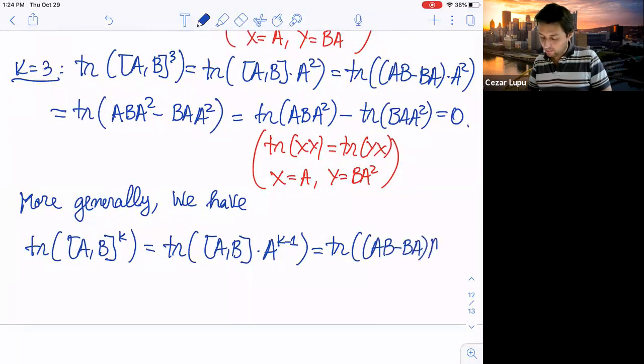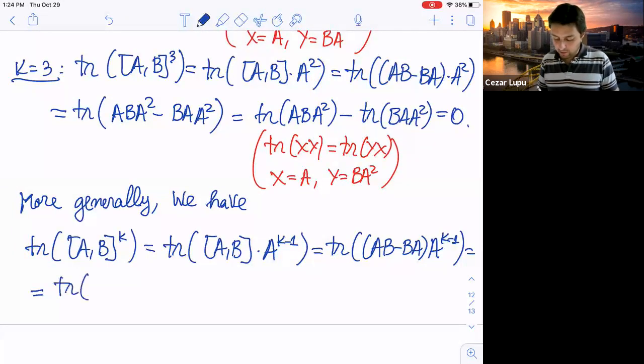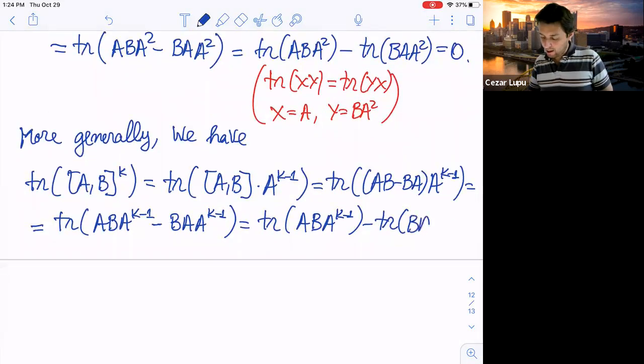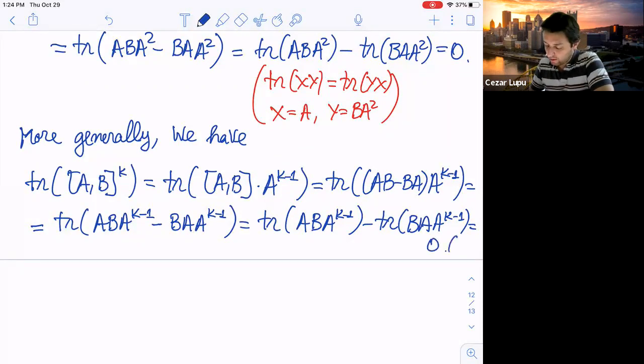So AB minus BA times A to the power k minus 1, which will be the trace of AB A to the power k minus 1 minus BA A to the power k minus 1, which is again the trace of AB A to the power k minus 1 minus the trace of BA A to the power k minus 1. Now the question to you: is this equal to 0? Well, it's the same thing. It will be equal to 0. I will leave this to you to figure out, but it's the same thing as I previously did here.